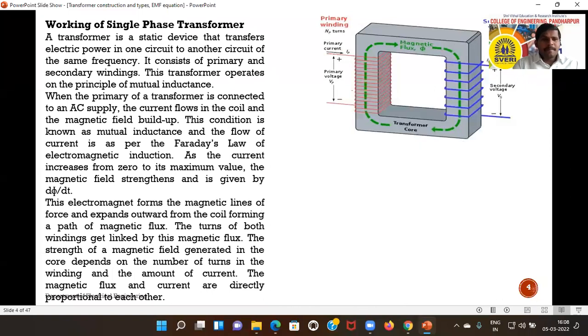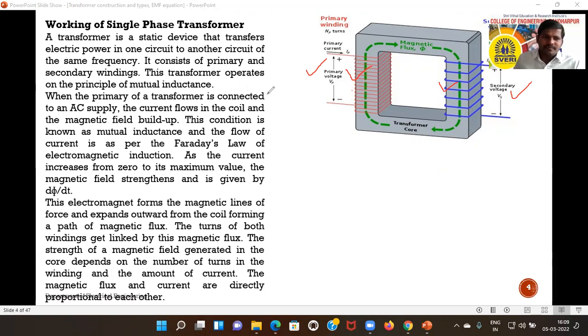Do you know that the transformer is a static device? It transfers electrical power from one circuit to another circuit, having a constant frequency, or the same frequency, and it consists of two coils, the primary coil and the secondary coil. See here in this figure there are two coils, coil 1 and the second coil, which are wound on the same core. Core जो आहे त्या सेम कोर वरती wound केलेले. So one is the primary winding, next one is the secondary winding.